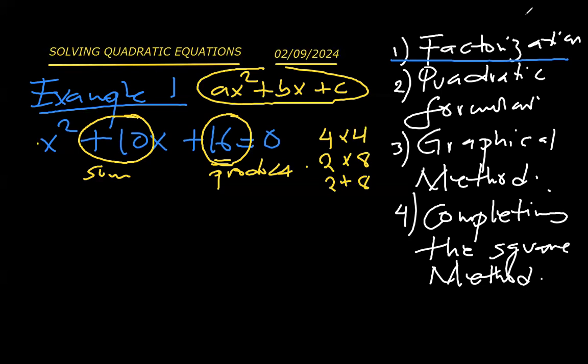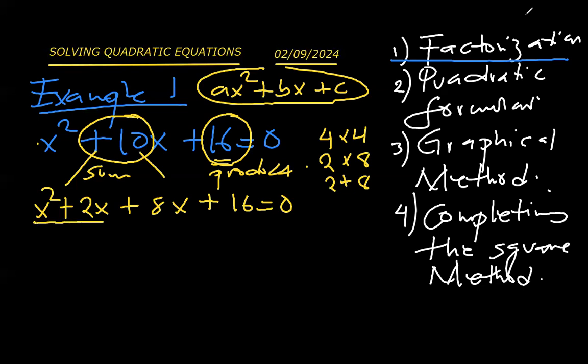Now what we do is we let the two numbers replace our 10. So then you're going to get x squared plus 2x plus 8x and then plus 16 is equals to 0. So the two numbers replace the 10x. You can put them in any order, either 2x plus 8x, like I've done, or 8x plus 2x. It's all the same. The results are going to be the same, so no complication. Now, once you've done that, I'm going to group my values into 2's. And then I'm going to factorize.